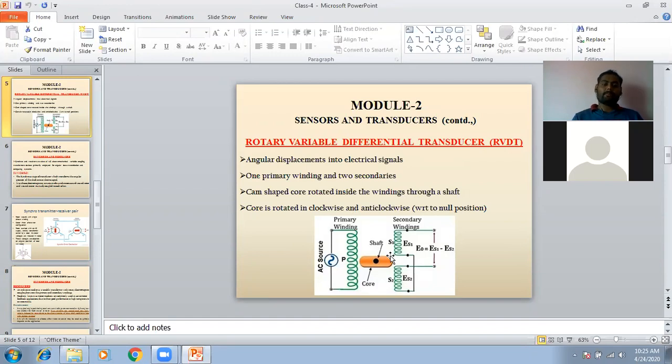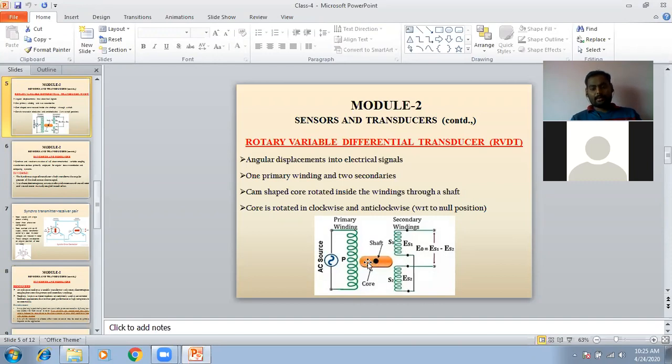First thing is, for what purpose is this RVDT used? This RVDT is used for the measurement of angular displacement, and these angular displacements will be converted into electrical signals, right? So here, this is the construction of RVDT. As in the case of LVDT, we have one primary winding and two secondary windings. The two secondary windings have equal turns, right?